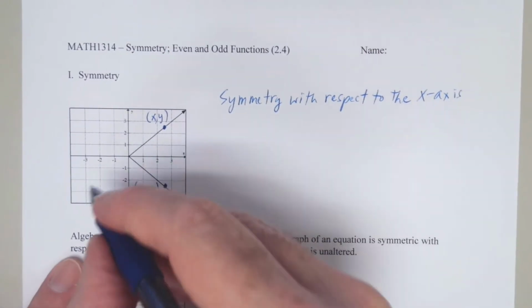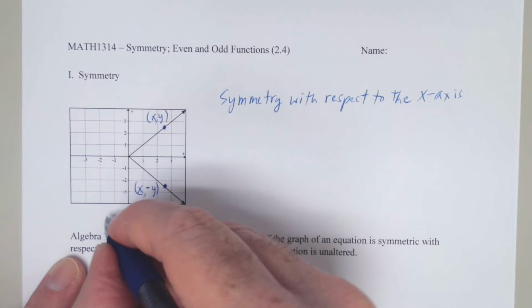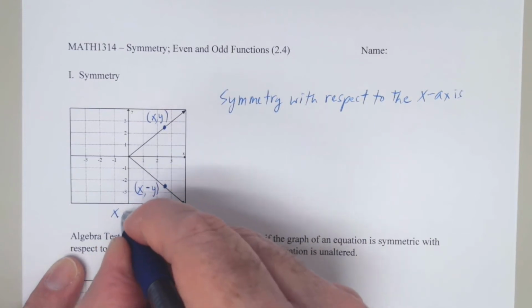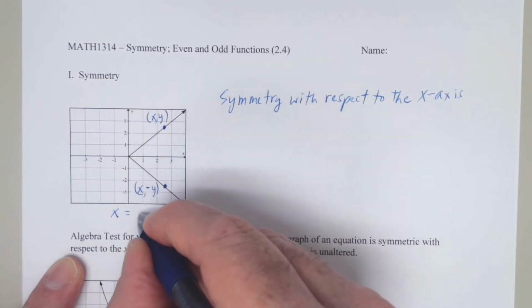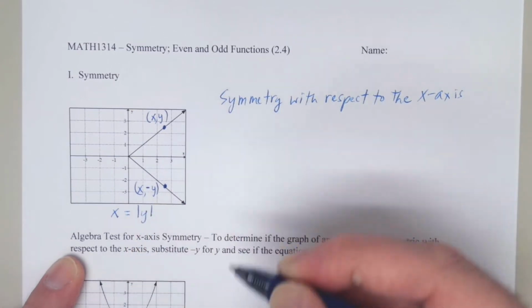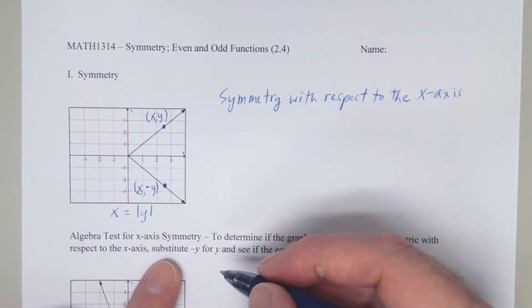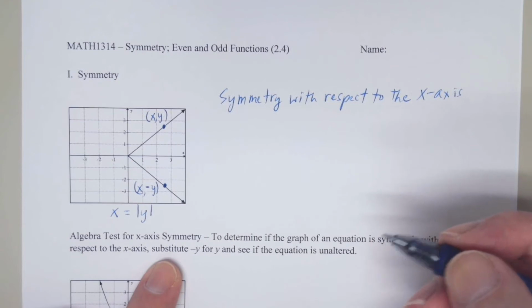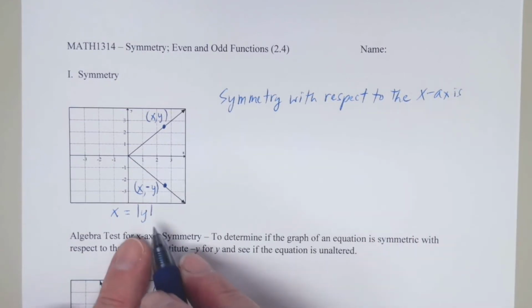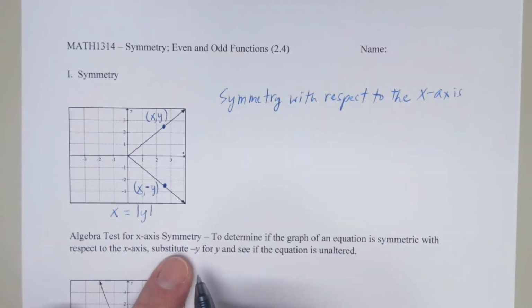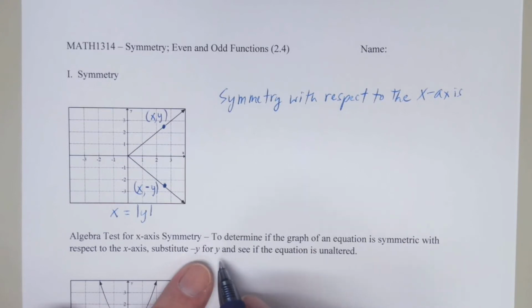And in fact, the equation for this graph is x equals the absolute value of y. Now, there's an algebra test, if we're just given the equation, that'll help us to determine if we have symmetry with respect to the x-axis. We basically substitute minus y for y, and we see if the equation is unaltered or unchanged.